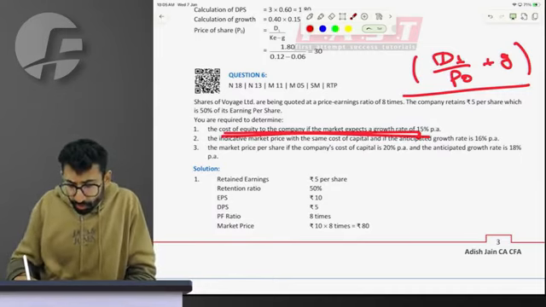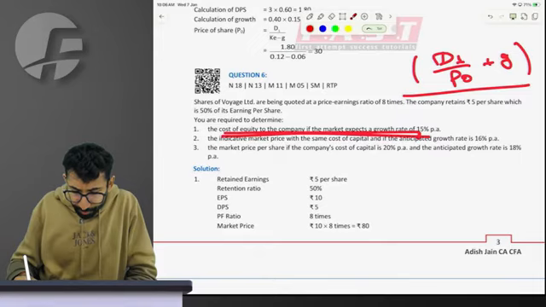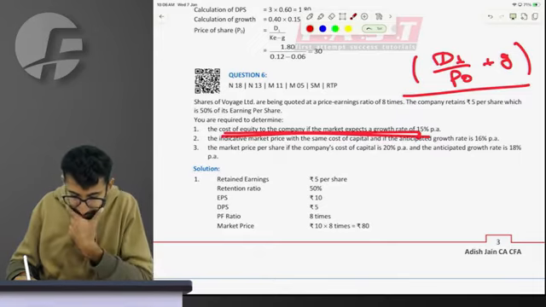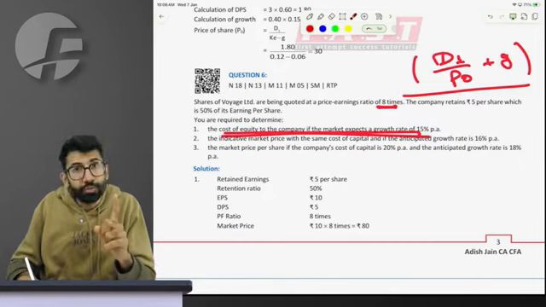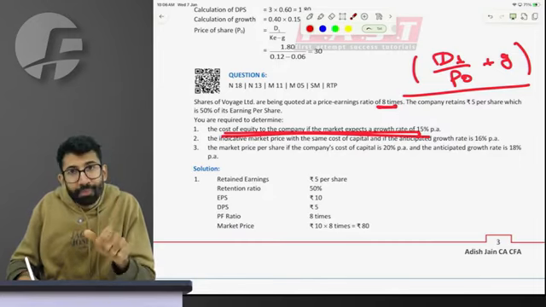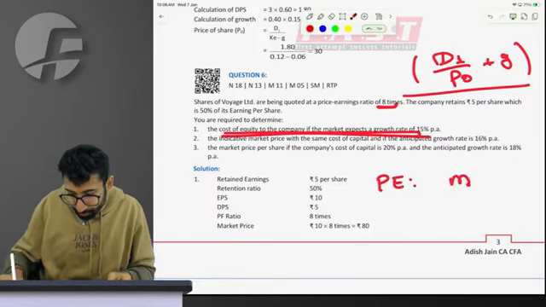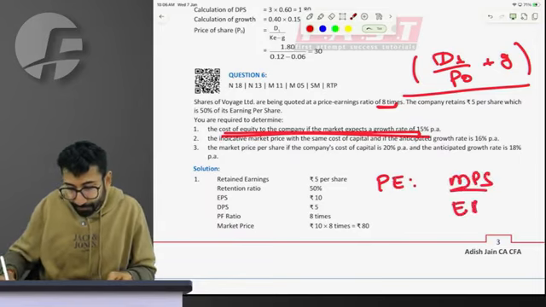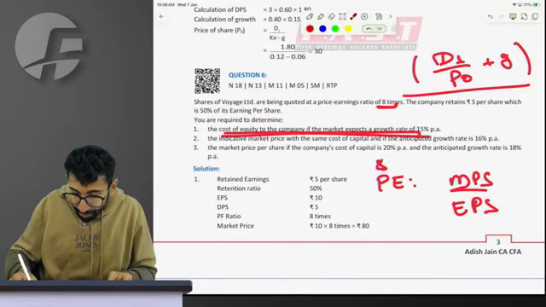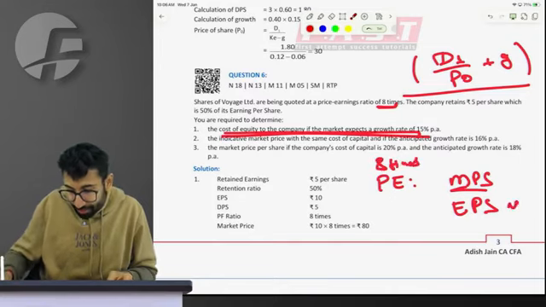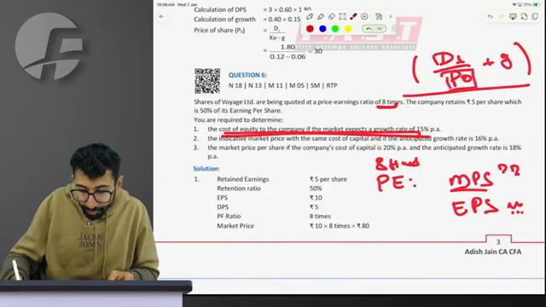Sir, do we have the information of dividend? Do we have the information of price? Let us figure out. If I have been given the P/E ratio, PE multiplied by EPS gives me MPS. I know PE is nothing but MPS divided by EPS. So if I have the P/E ratio of 8 times, if I can somehow have the EPS, I'll be able to find out MPS, which is P0.